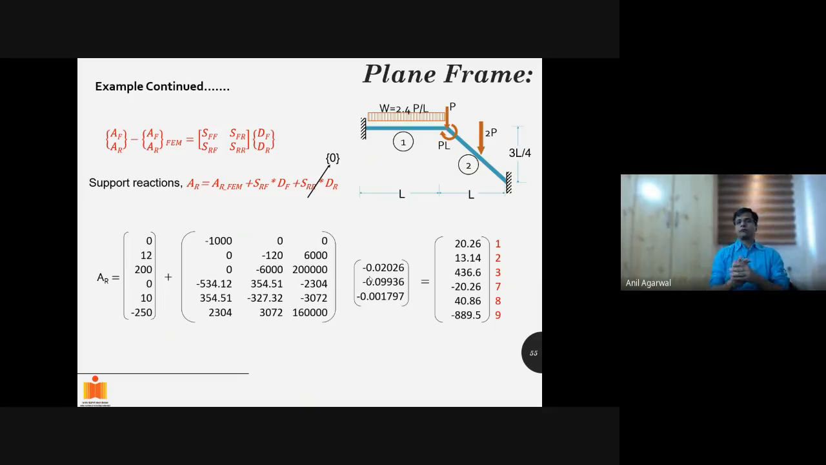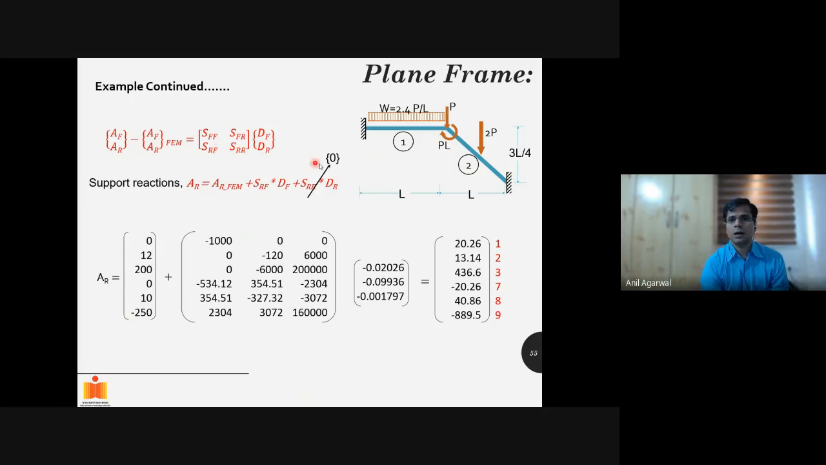Okay. So now we have calculated the displacements. Now you will see the utility of these other components of this equation. This equation is a very powerful equation. So far we have been using only the first part of this: AF minus AF FEM is equal to SFF DF, and SFR DR also, but DR was always 0. So this part we have been using. Now we will see how to use the second part, which will help us solve for the reaction forces.